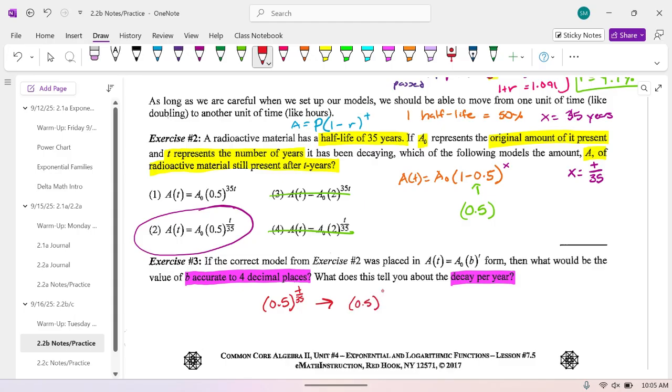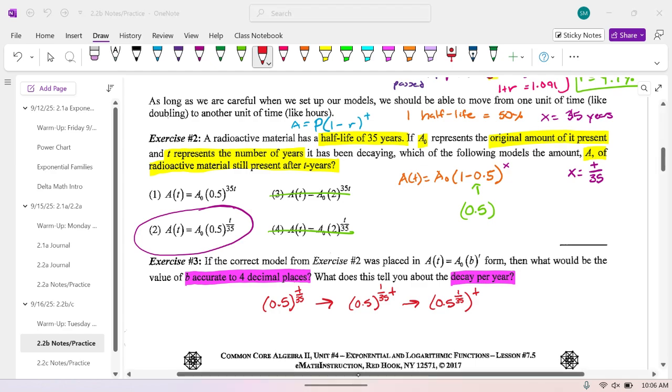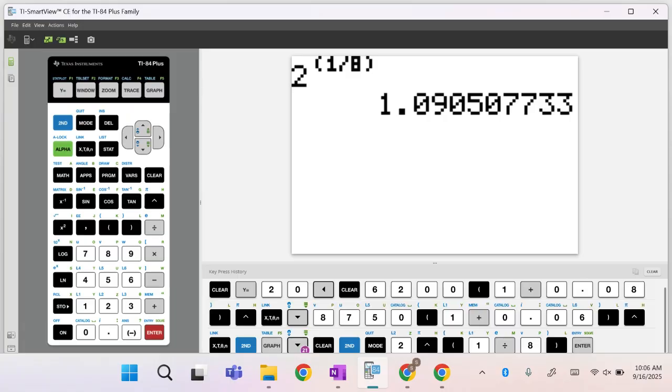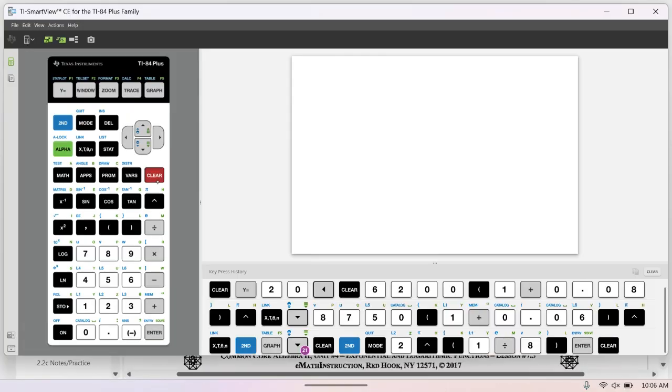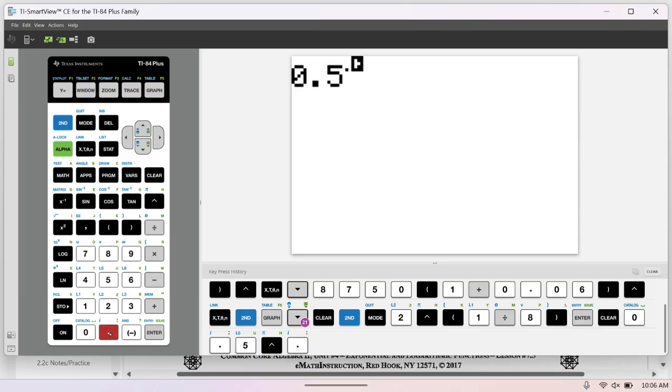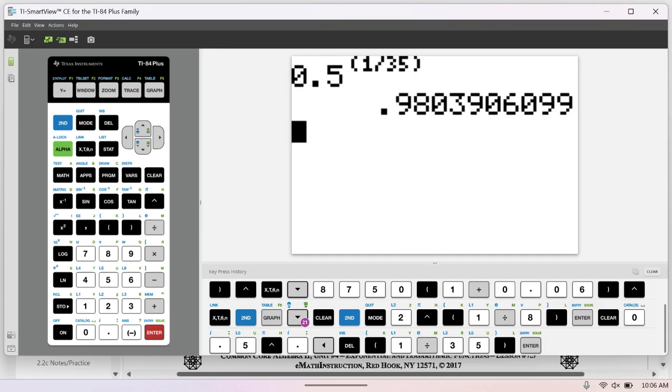So we now have 0.5 raised to the 1 over 35, all to the t. So do 0.5 raised to the 1 over 35 power. Let's see what you get. What are we rounding to? 4 decimal places. 0.98. Yeah, so 0.9804.